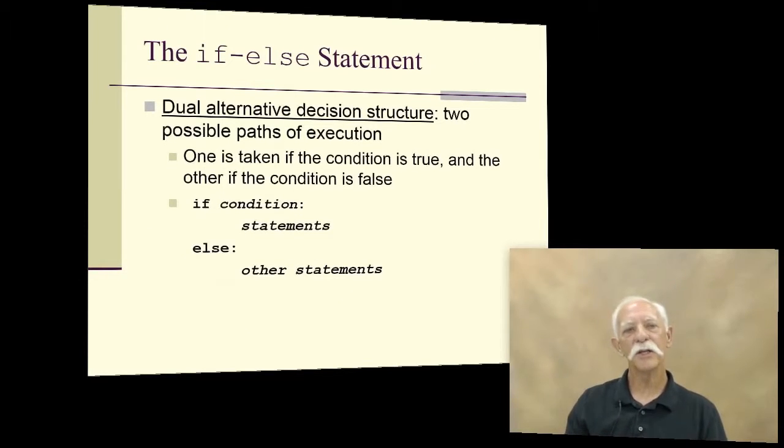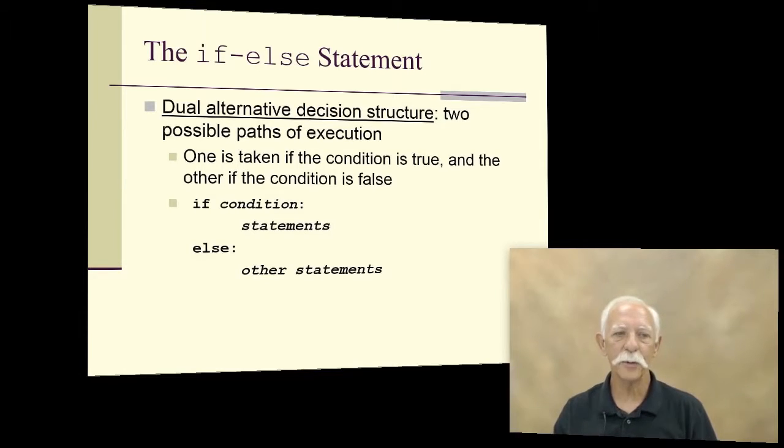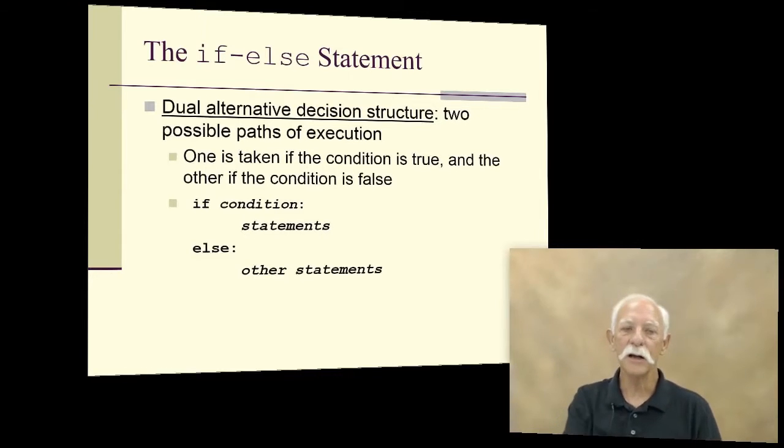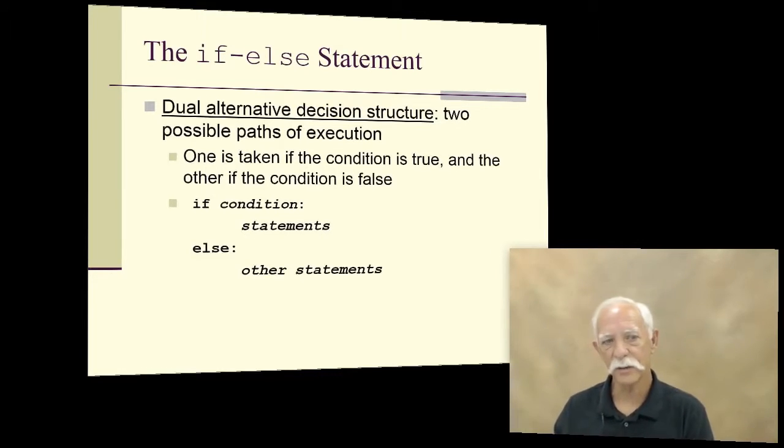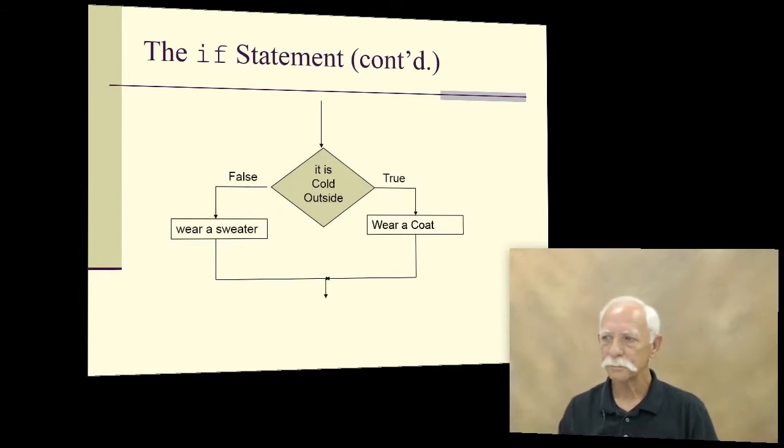So we're going to make a decision of either do this or do this. If this, else this. So there's two alternative capabilities, or two possible paths of execution here. One is taken if the condition is true, and the other is taken if the condition is false. So we could write it, if some condition is true, do this statement. Else, do this statement. So let's look at it as a diagram. I think it'll make more sense to you.